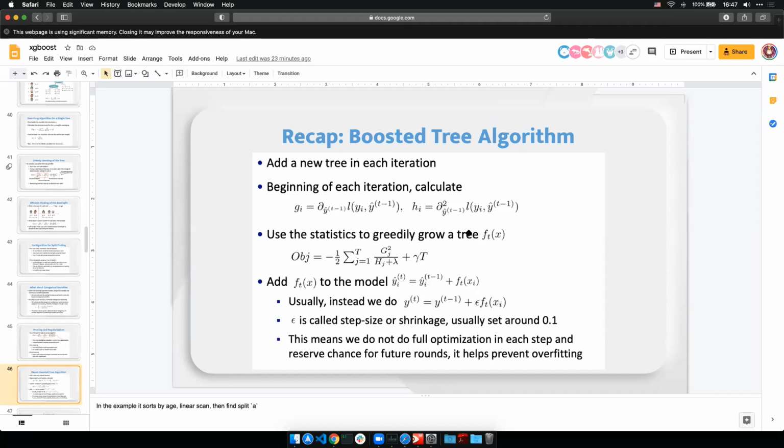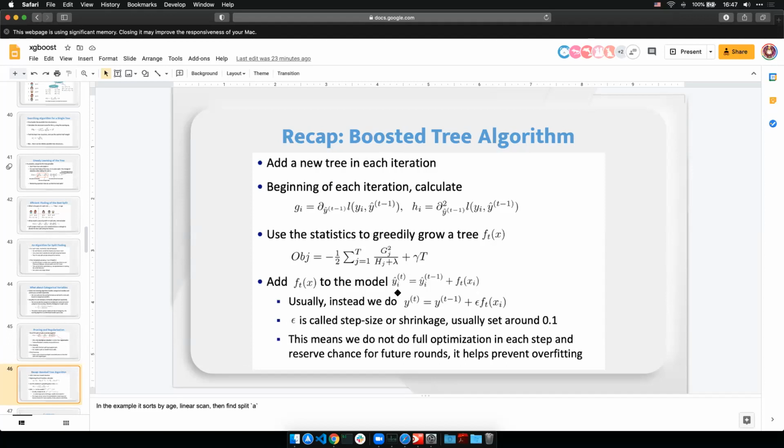and then this will give us the objective score, and the goal is to find as low an objective score as possible. And if the gain is good, we add this f_t(x) to the model. This is our new prediction.